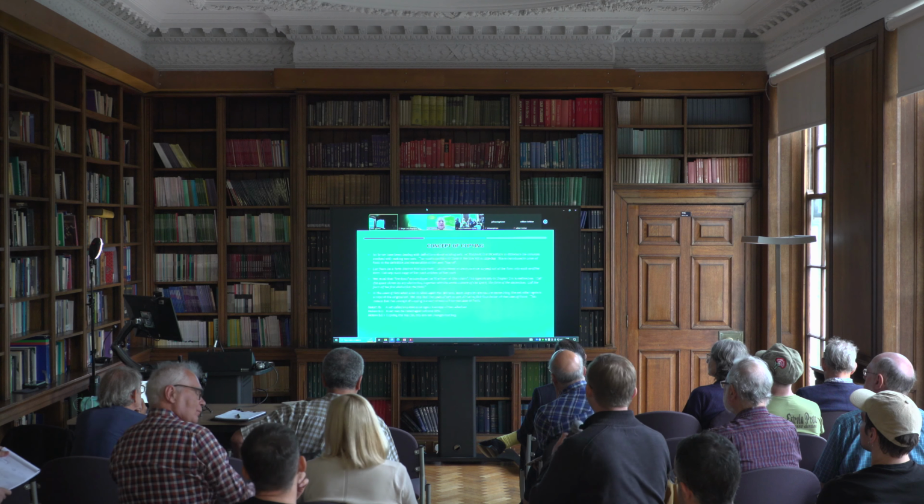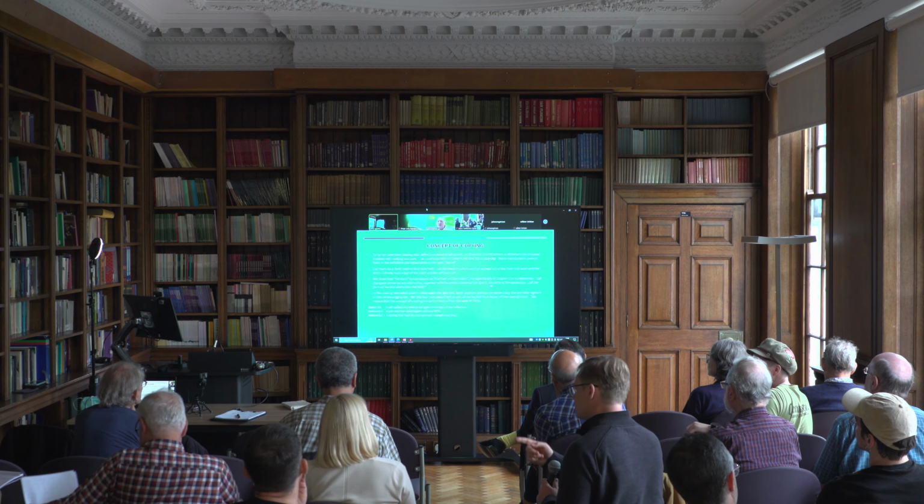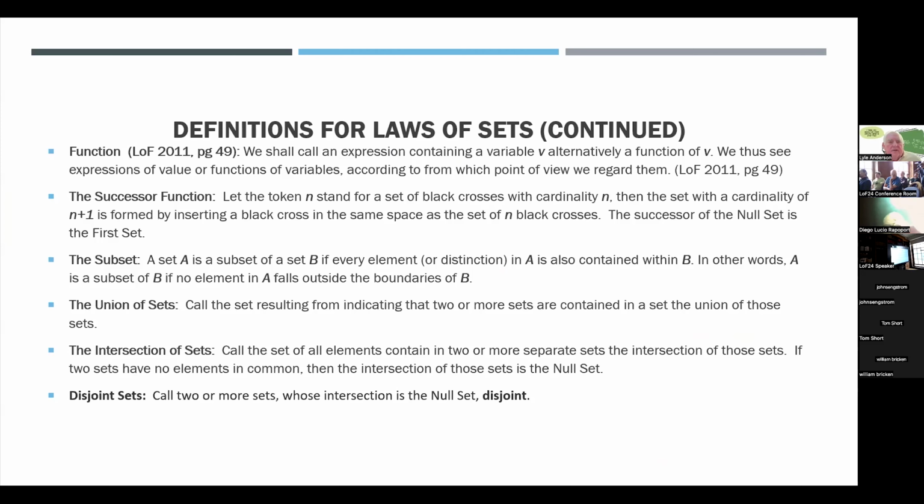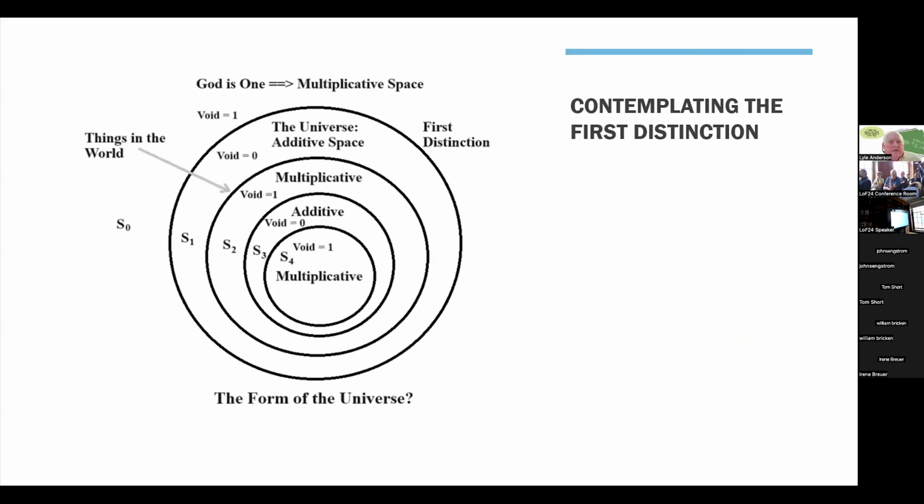Okay. And the concept of copying comes out of this, and that gets you the concept of pairing. So I think this is the universe, by the way. The five levels. God is a multiplicative state because he said he's one. Okay, so that pretty much tells you that it's multiplicative. He made a distinction, and he created the universe as an additive space. And then he made the things in the universe, and that's a multiplicative, additive, multiplicative space. This allows all the things in the universe to act sort of like monads and interact with each other.